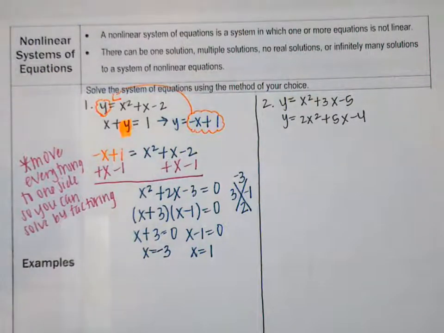And remember, a solution is a point where the graphs intersect. So that means that this graph intersects at two different places. And I'll look at the graph in a second.